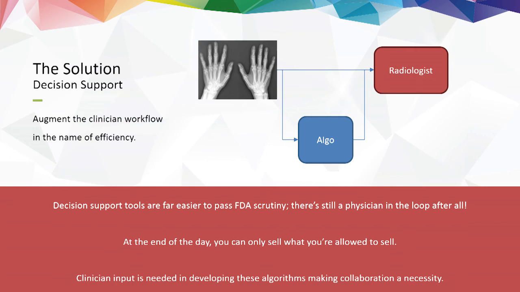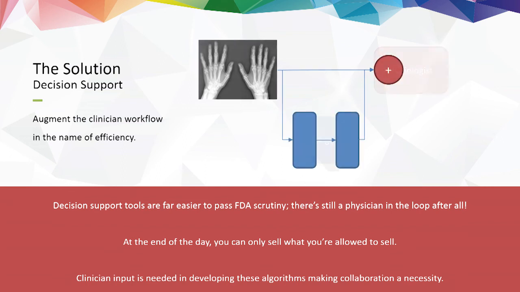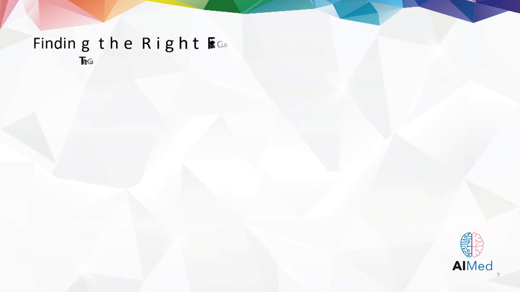And so at the end of the day, you can only really sell what you're allowed to sell. If you can't pass FDA clearance, you're not going to sell anything. And so decision support provides a much easier path to do this. You're not replacing the clinician, you're augmenting their ability. And if you're talking to engineers, like, this is a very standard neural network architecture known as a ResNet. You can speak to them in these terms and they'll understand it.